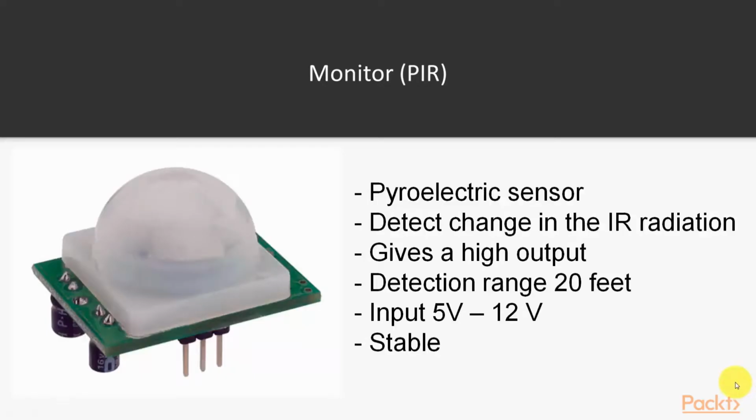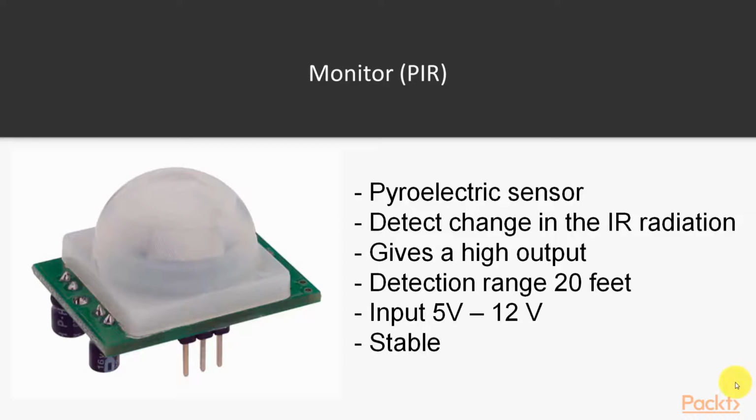Let's take a look at the motion sensor. This is very useful anytime you want to detect motion of human beings or any object movement. This will be the 2GO sensor. This is a pyroelectric sensor. It basically detects IR radiation in an ambient place, and it detects the change of that specific radiation. If there is a change, then it gives a high output.